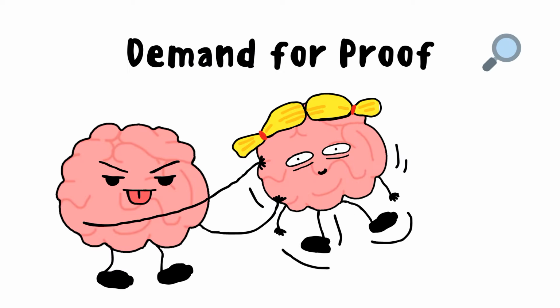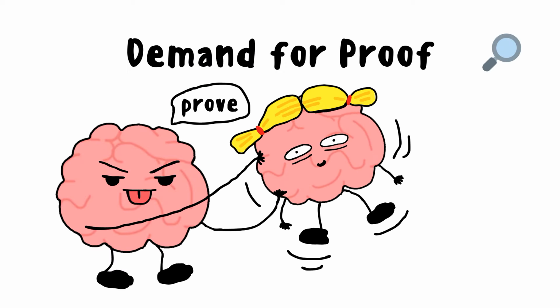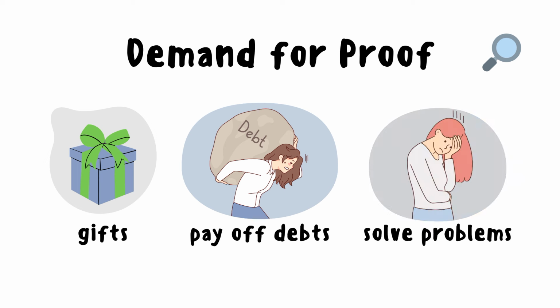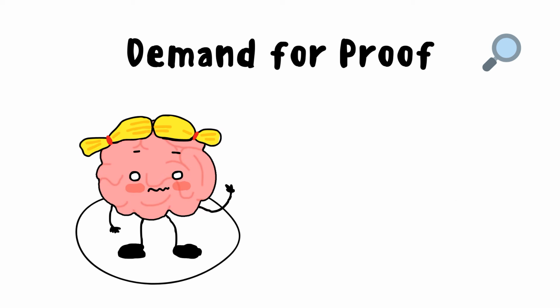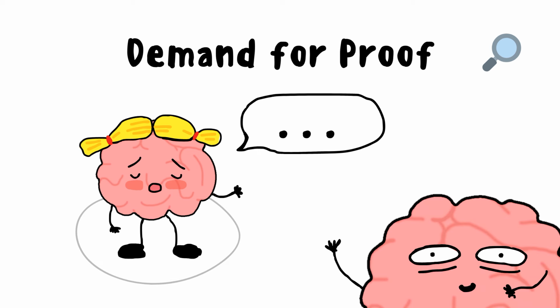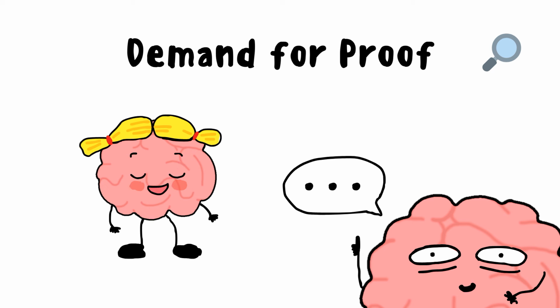Demand for proof. In this type of manipulation, the person constantly demands that you prove your feelings for them are genuine. They may ask you to buy expensive gifts, pay off their debts, or solve all of their other problems. This is their way of having you confirm that you truly love them. As a result, you end up in an emotional captivity, starting to fulfill any request the manipulator makes. To escape this type of manipulation, try to discuss with your partner why they are unsure of your feelings.